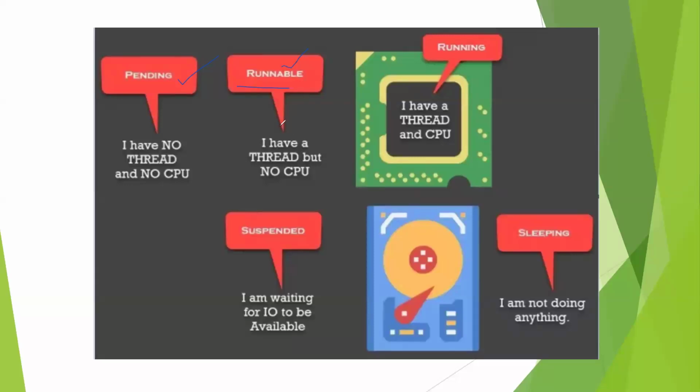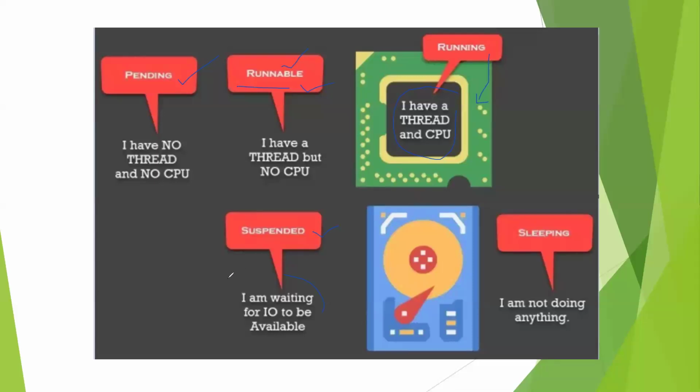Now the thread is ready to run on the CPU. It will be in the runnable queue. Now the thread is currently running on the CPU. I have a thread and CPU, so it will be on the CPU and the status is running.